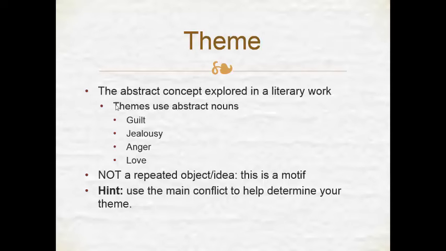If you're struggling with theme, think about what the main conflict is trying to depict. It can't simply be something repeated. If you see a rose come up often in the story, or you see a crow show up often in a movie, these are not themes, these are motifs. Themes are abstract. They are things we can't touch, and they teach us about these abstract things.